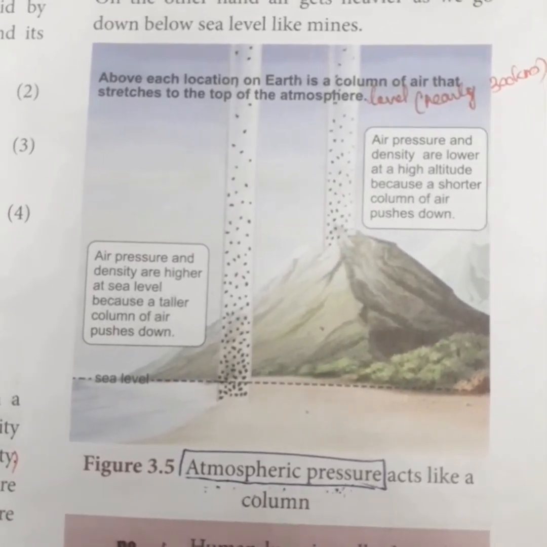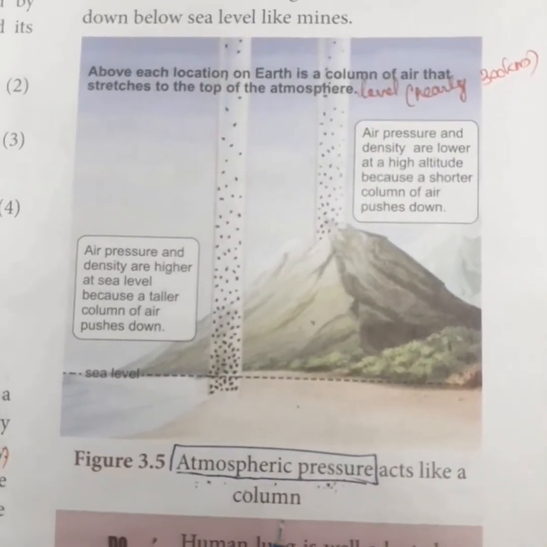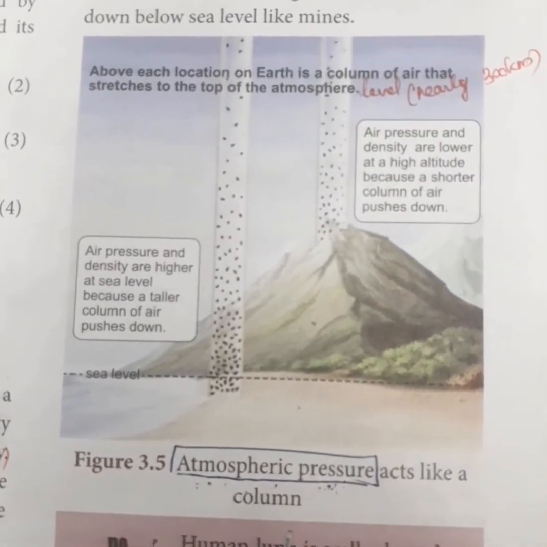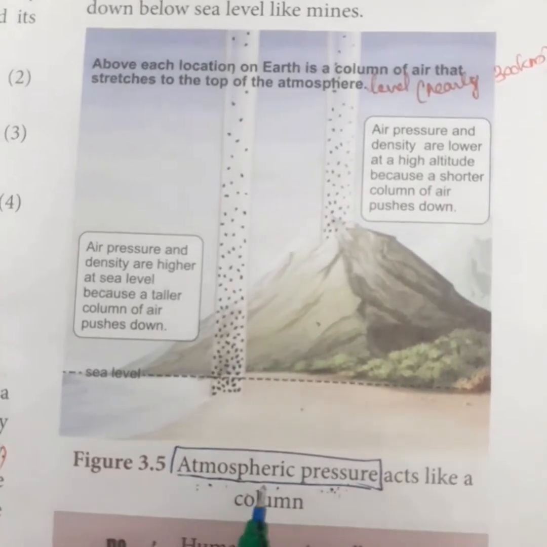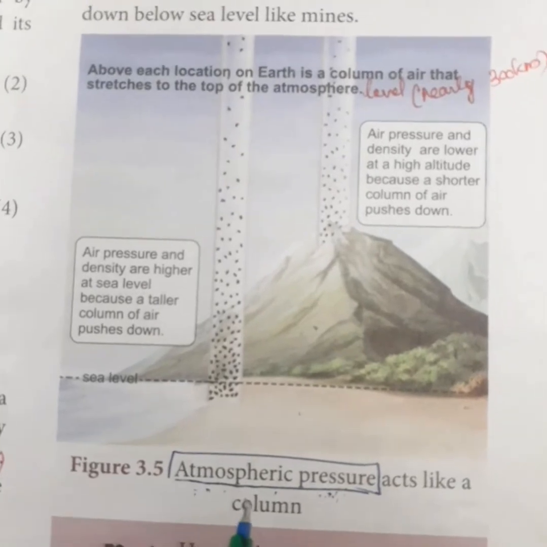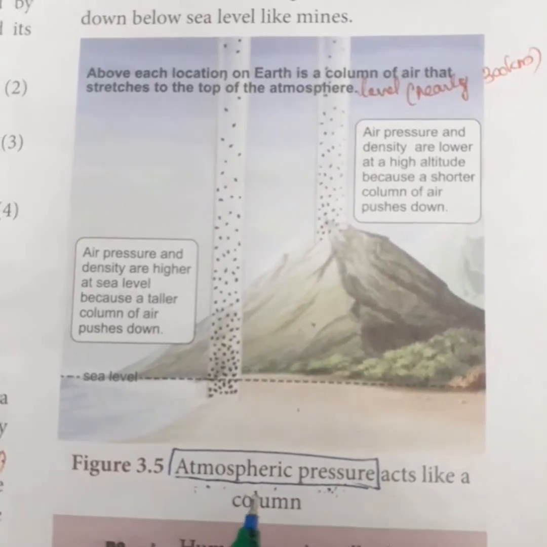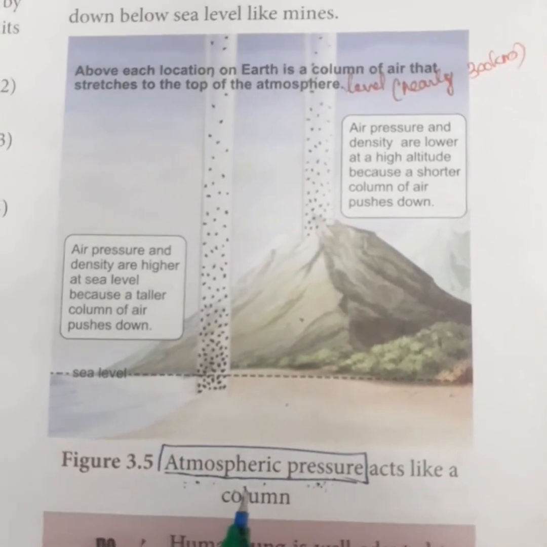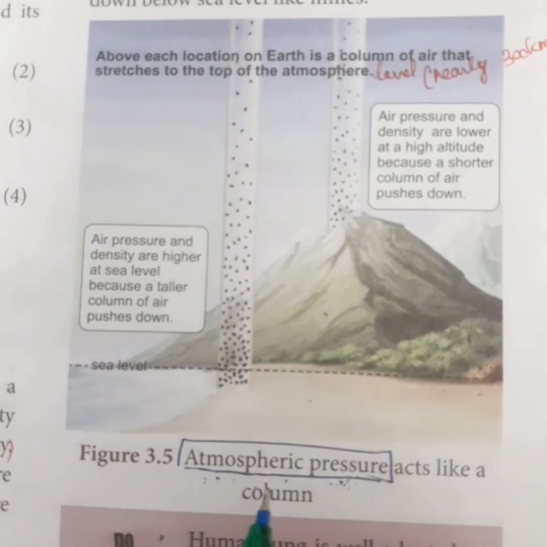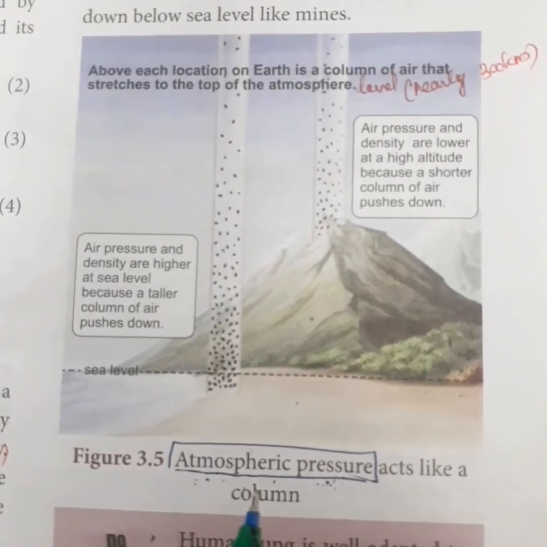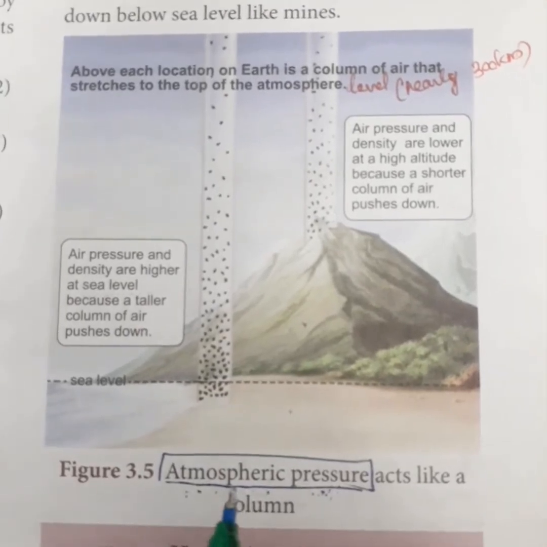Okay, so the air occupies space and it has weight and it exerts pressure. This pressure is called atmospheric pressure. The atmospheric air exerts a force on all the objects in the atmosphere on the earth. The force exerted by the atmospheric air on a unit area is defined as atmospheric pressure.